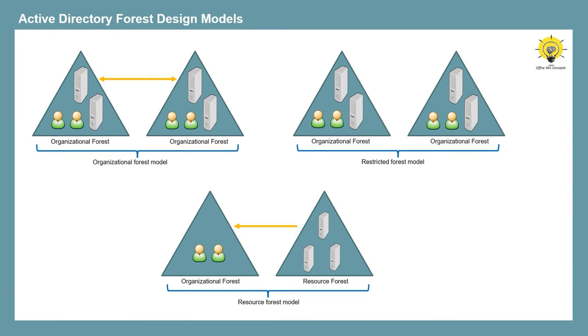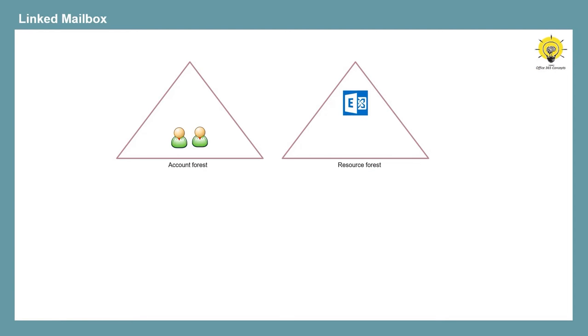Now let's come back to linked mailbox. Let's assume we have an account forest and one resource forest. We have deployed Exchange Server in the resource forest so that the users from other trusted forest can access the Exchange services. Now let's say our organization has merged with another organization that has a different Active Directory forest, and these users also want to access Exchange services.